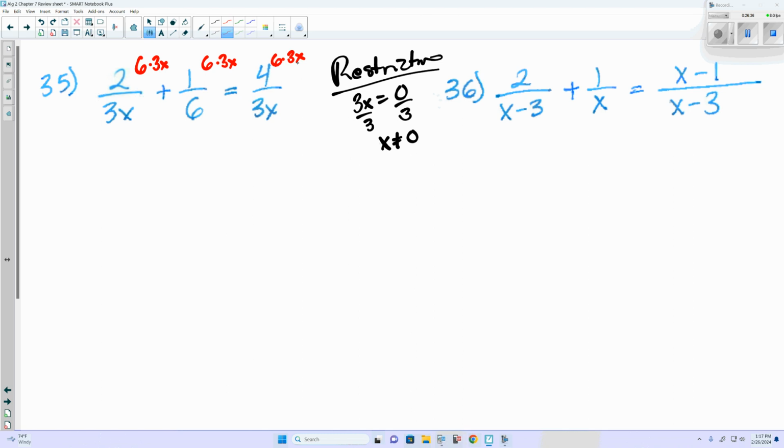And if we do this here, 3x and 3x would cancel. Here, the 6 and 6 would cancel. And lastly, the 3x. And what that leaves us with is 2 times 6, which is 12. Plus 1 times 3x is, and 4 times 6 is.